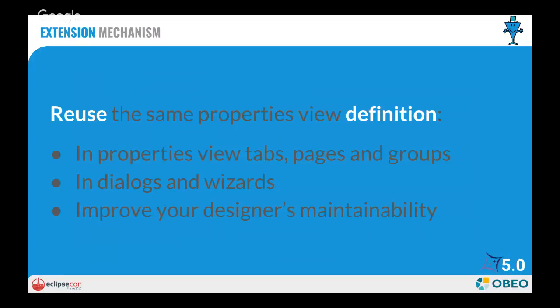With Sirius 5, you will now be able to reuse the same properties view definitions easily. An extension mechanism already exists for diagrams. Now we have something similar, but for properties view. Thanks to this feature, you will be able to reuse anything from a simple widget to a whole page with multiple groups, widgets, tiles, and even the validation rules. So you can now share those parts of your design between the properties view, dialogues, and wizards. You will see that it will improve drastically the maintainability of your design.